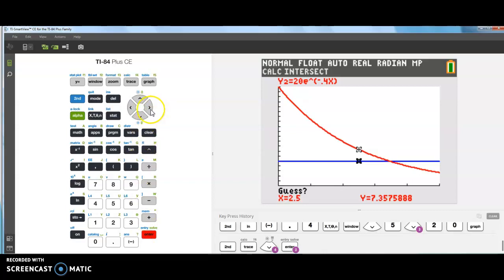Now it asks for a guess. You don't have to guess, but it typically is a good choice because sometimes, depending on the curve, there would be more than one point of intersection. So I move this very close to that point where they meet, and I hit enter. And I get my answer that in approximately 3.5 hours, the person's milligrams of the medication will be down to 5.